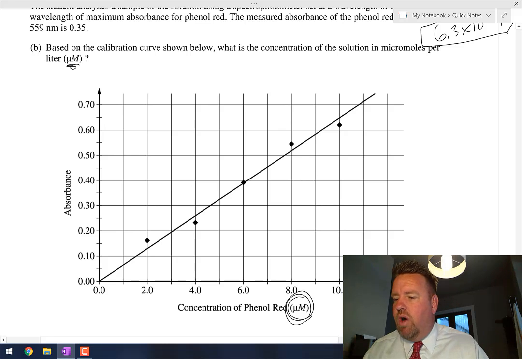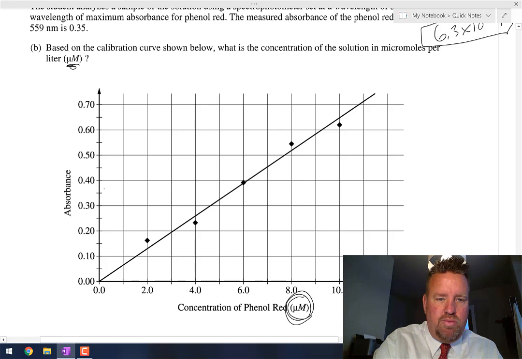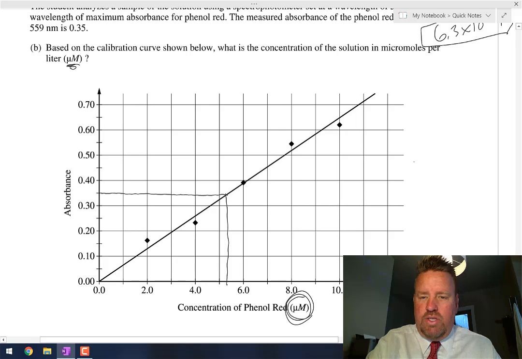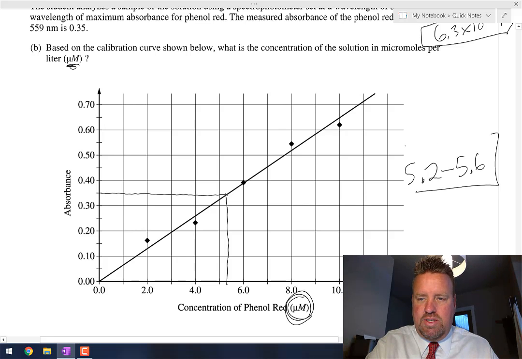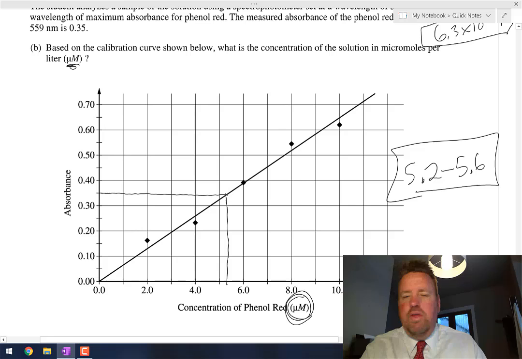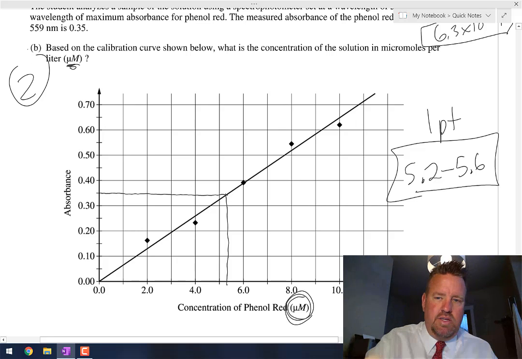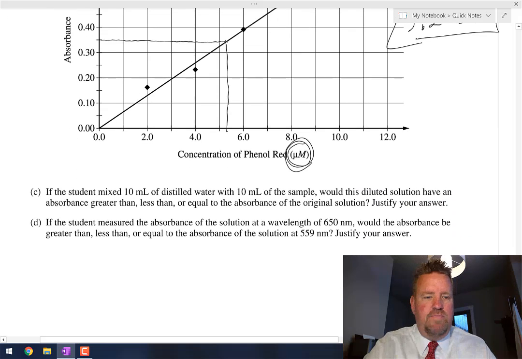Okay, so all that we're going to do is go to 0.35. We're going to come over on our graph to the line. From the line, we are then going to come straight down, and we're going to have an answer kind of in the 5.2, 5.3. I will tell you they accepted any answer from 5.2 to 5.6. So if you got anything in there, you got the point for it. And that obviously is a 1-point response, so that takes us up to 2 points.